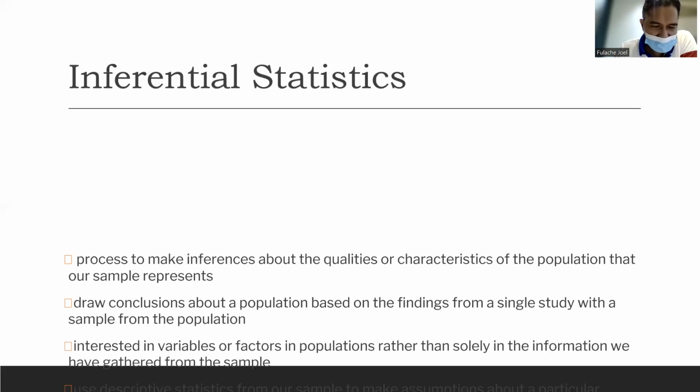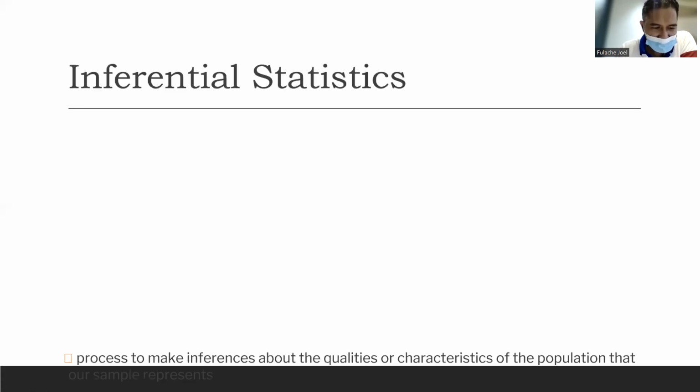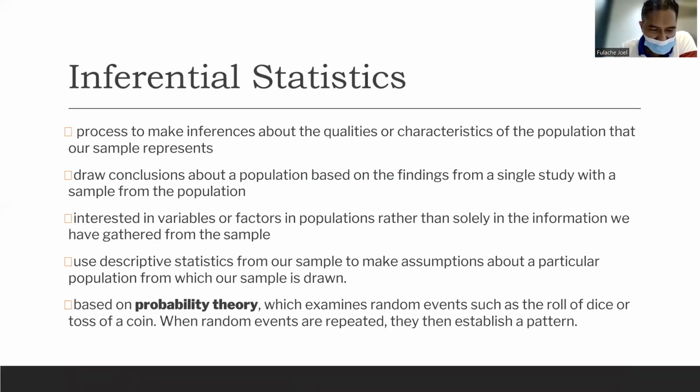Thank you, Ms. Alde. For this topic, we will find out the difference between inferential and descriptive statistics. Inferential statistics is the process of making inferences about the qualities or characteristics of the population that our sample represents. It also draws conclusions about the population based on the findings from a single study with a sample from the population, about variables or factors in the population rather than solely the information we have gathered from the sample.